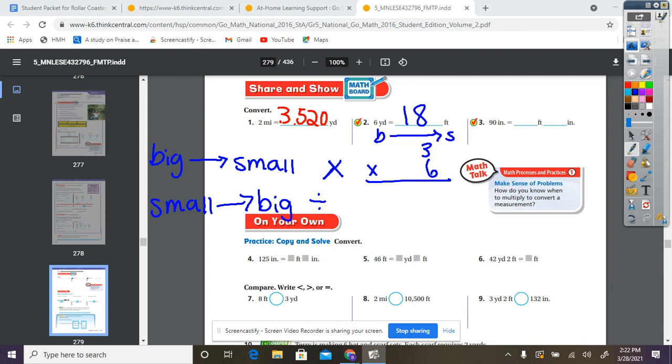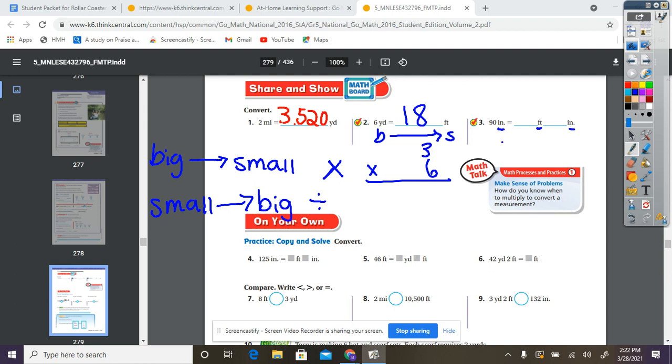On number 3, this one's kind of complicated because it looks like there's 3 units here. On the left is inches, and then on the right is feet and inches. What's happening in this type of problem is you are converting 90 inches into feet, but you are going to have some leftover inches that are not going to be able to make a whole foot.